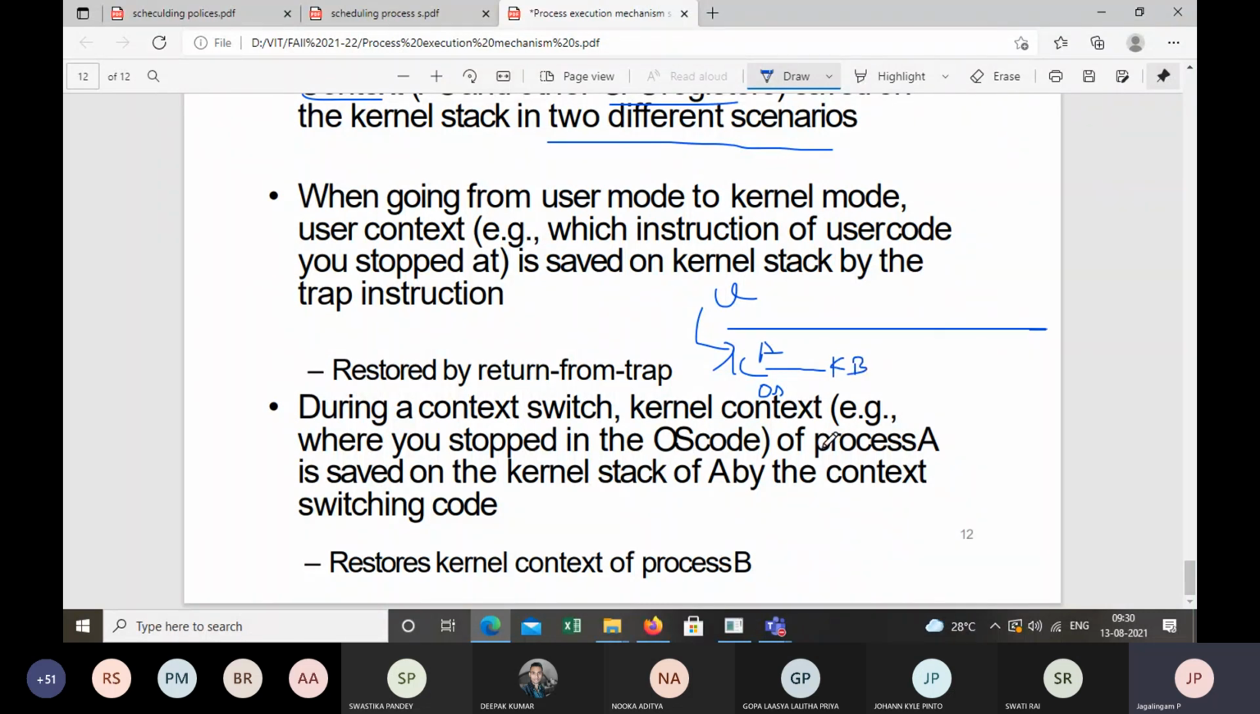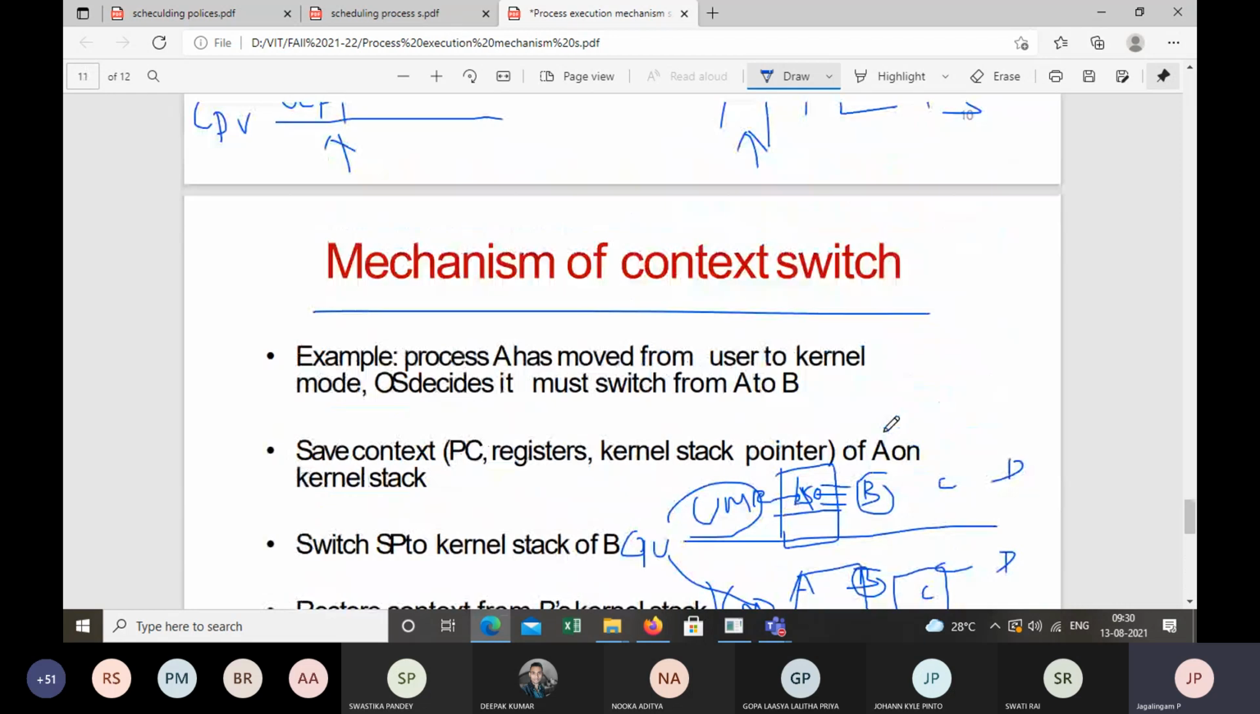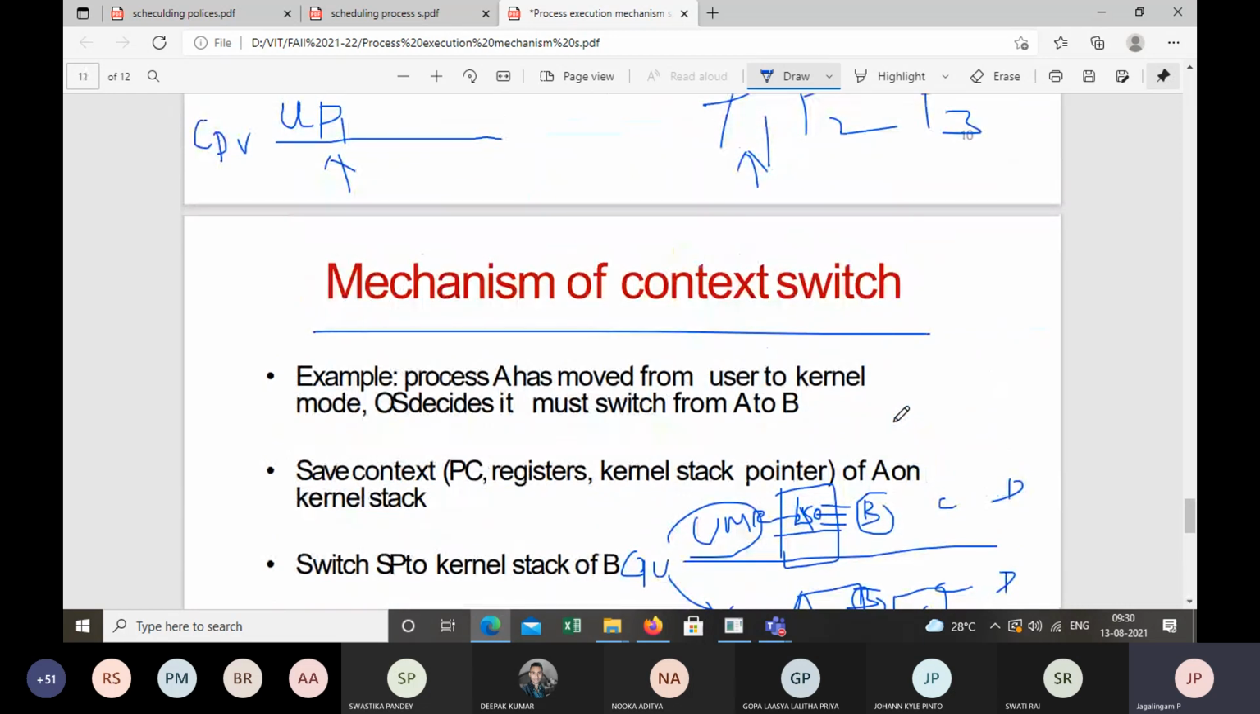So these are the two different scenarios where we store the context of a process. Fine. So does everyone understand this? The low level mechanisms of execution of a process, the mechanism of system call, and the mechanism of context switch. Everyone understand this? Yes, sir. Good.